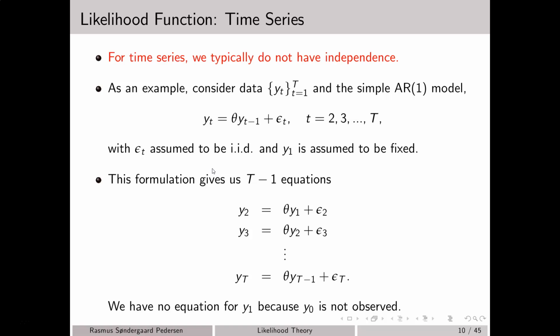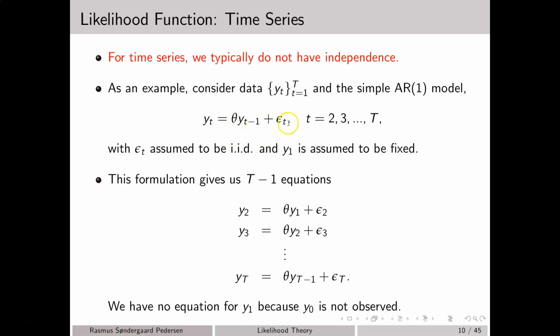A classical time series model that we will analyze in detail in this course is the so-called autoregressive model of order 1. So it simply states that yt is given by theta times yt minus 1 plus epsilon t. Here clearly we can see that the observations must be dependent because by definition yt depends on yt minus 1.